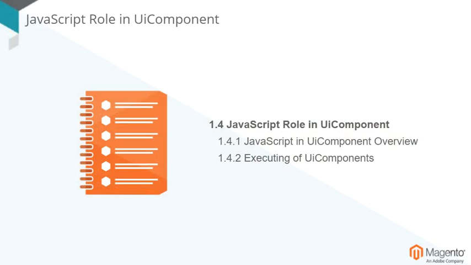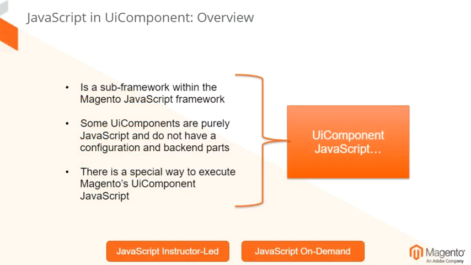JavaScript's role in UI components. Now we will take a brief look at the UI component JavaScript. This is a very complex topic and requires a deep knowledge of JavaScript, which is beyond the scope of this course. A UI component is a special type of module that has its own structure and uses its own JavaScript subframework, which we call a UI framework. We do offer specific training for working with JavaScript in Magento. See your Resources tab for links to the Magento U website.